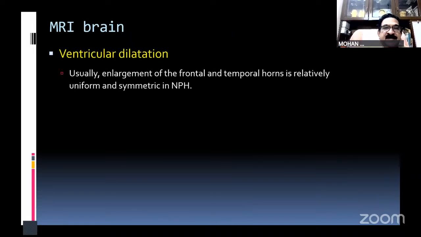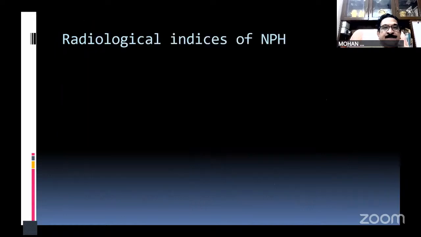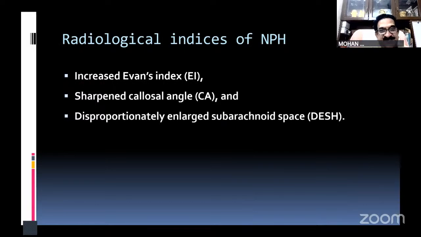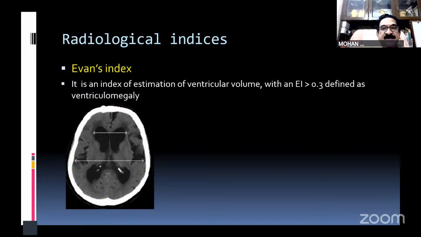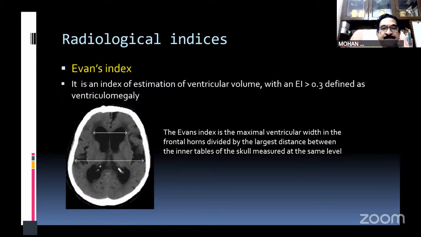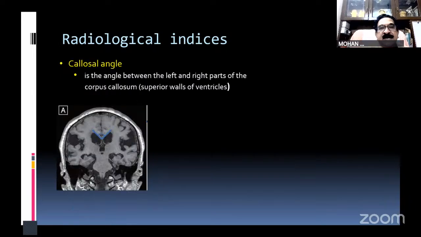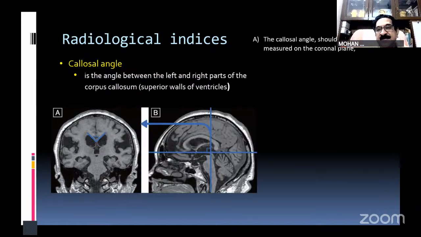One is ventricular dilatation, everything you know about all those things. Then the Evans index, sharpened callosal angle, and DESH. DESH is the one which is going to predict the good responsiveness for the shunt surgery or CSF tap. That is disproportionately enlarged subarachnoid space hydrocephalus. I will tell you what that is later on. What about Evans index? It's the index of estimation of ventricular volume. More than 0.3 is defined as ventriculomegaly. The other is callosal angle, the angle between the left and right parts of the corpus callosum. More than 90 is said to be the cutoff value.